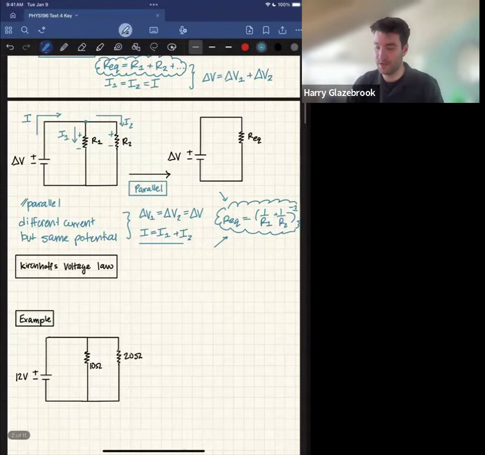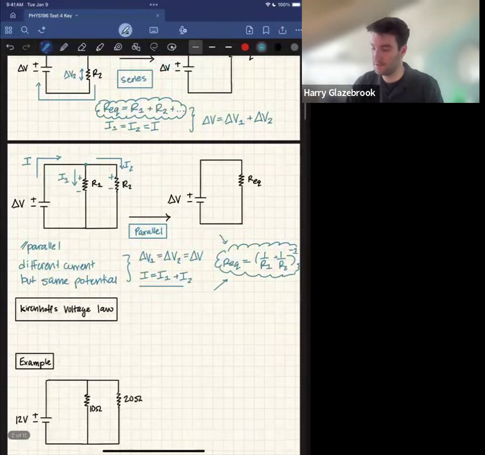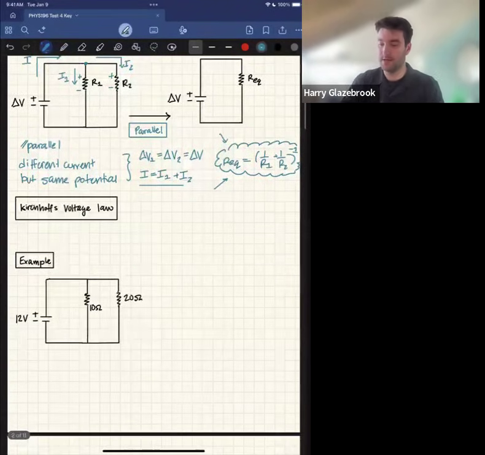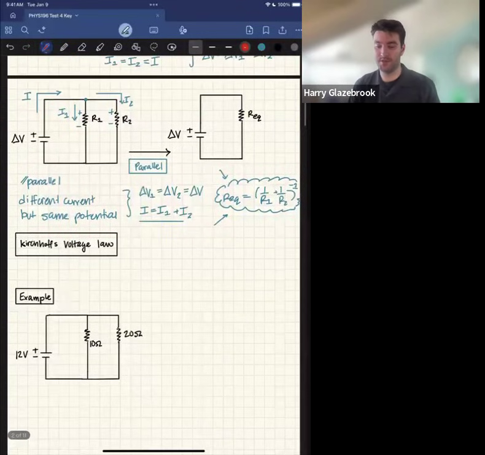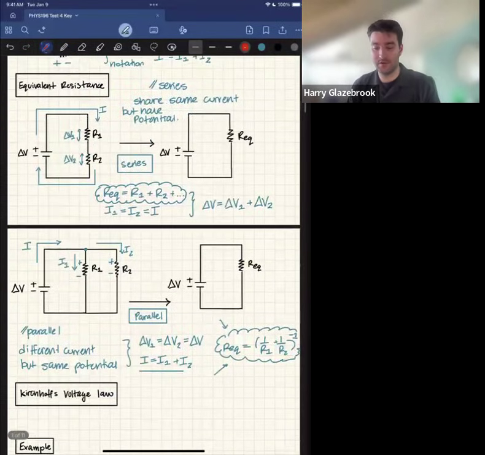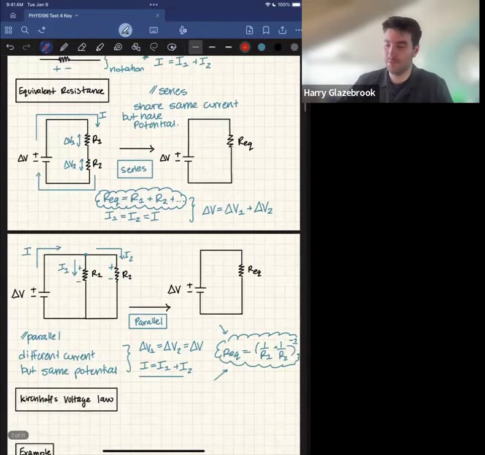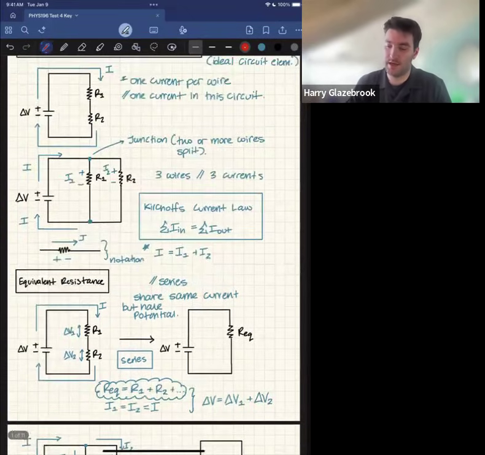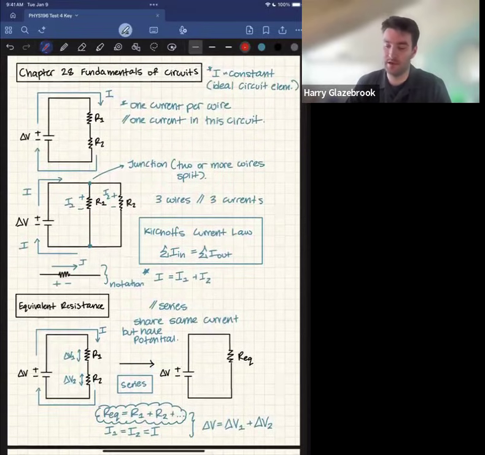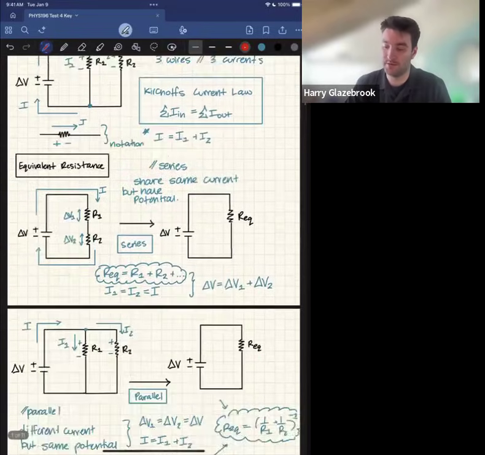Okay, let's see. So that takes us into voltage. We looked at our equivalent resistances. We only have two cases, resistors in series or resistors in parallel. As you know, things get more complicated. We're going to focus more on how to apply this, but this is just an overview. And we looked at Kirchhoff's current law up here and sort of how to draw current in a circuit.